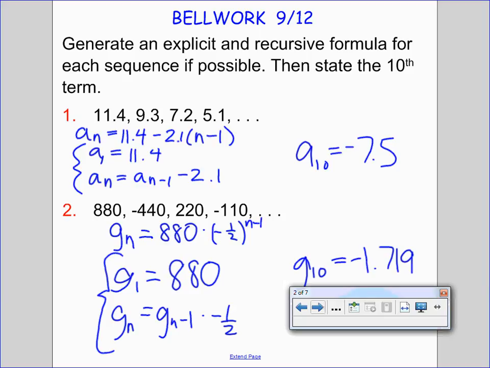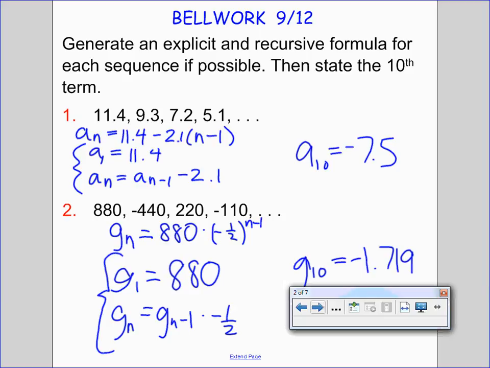Unlike the arithmetic sequence in number 1, number 2 has a distinctly different pattern. What kind of sequence do we see in the second one? Sydney? Geometric. Geometric, and thank you. And instead of having a constant difference between successive terms, it appears we have a constant multiplier. And that multiplier we'll call r, the ratio between successive terms.